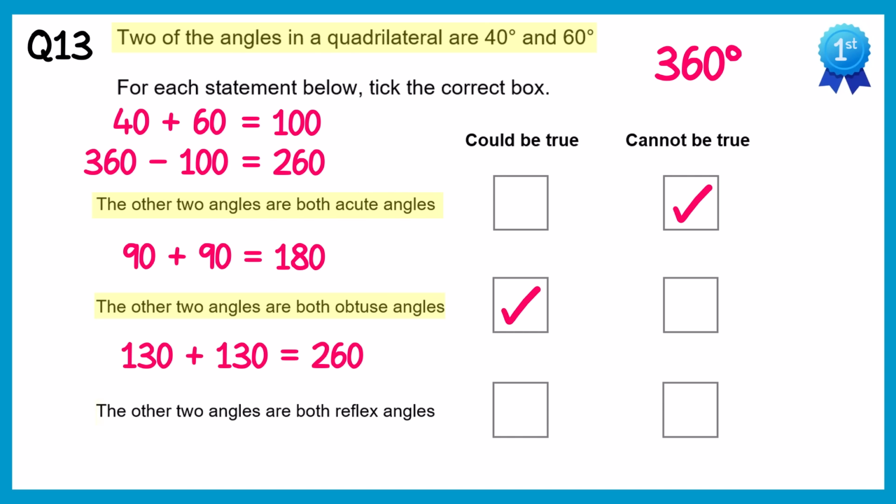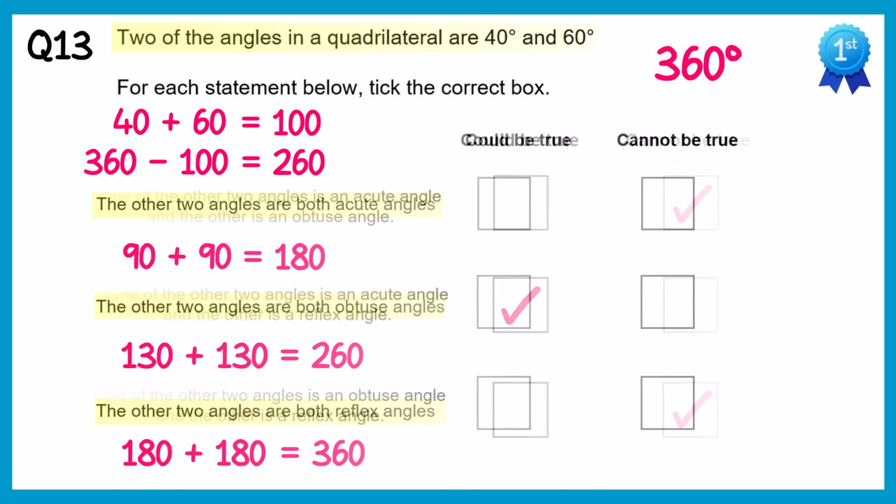For the next statement, the two other angles are both reflex angles. A reflex angle is an angle bigger than 180 but smaller than 360. If you add 180s together, you get 360. Now we're trying to get the total of 260. So this one's clearly not possible because this total is going to be too large. Even if we used 180 for both angles, the total is just far too big. So this one cannot be true.